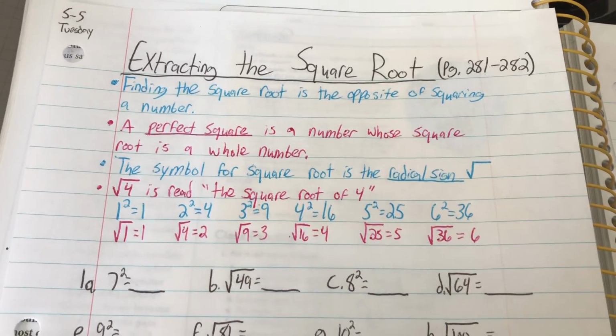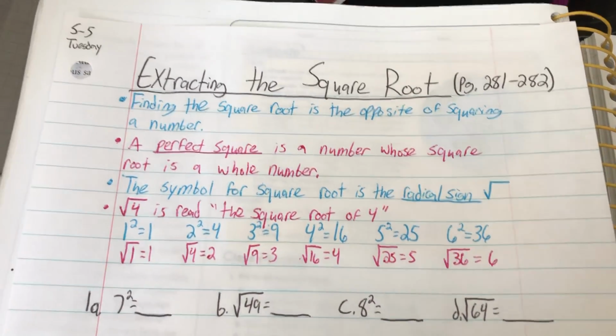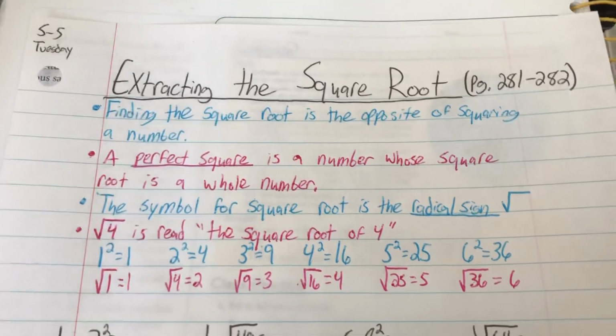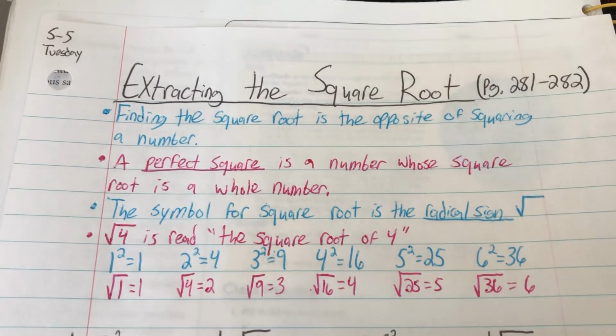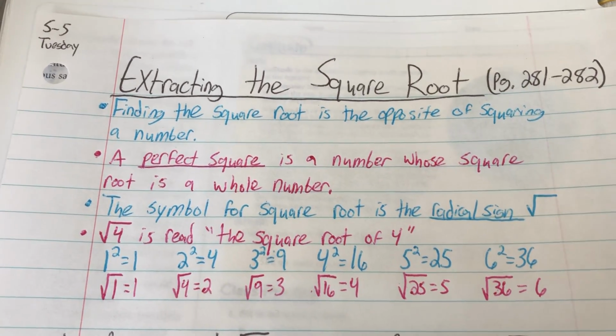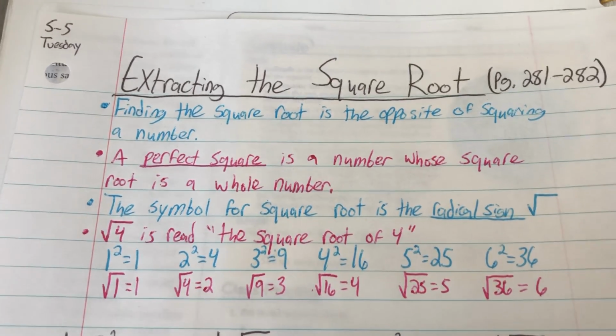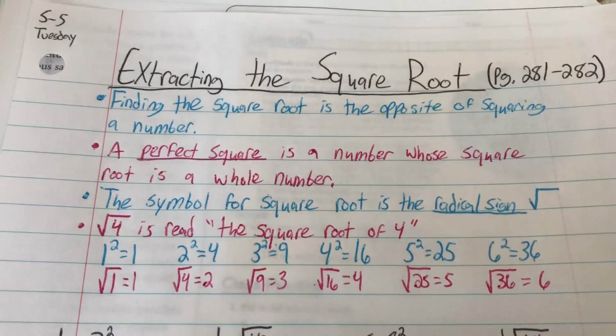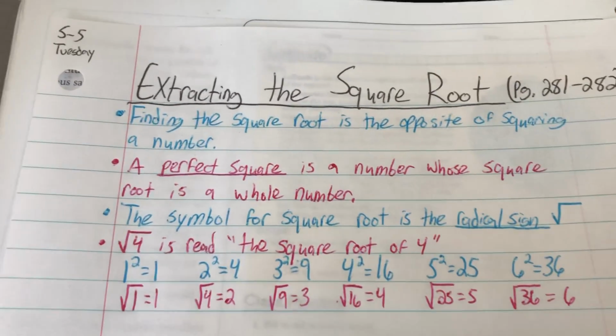Today for math, we're going to be talking about extracting the square root. This is going to cover pages 281 through 282 in your textbook. So finding the square root is the opposite of squaring a number. Remember, when we square a number, it's a number times itself. So 5 times 5, 4 times 4, and so on. A perfect square is a number whose square root is the whole number.